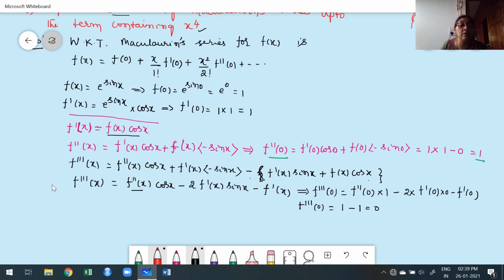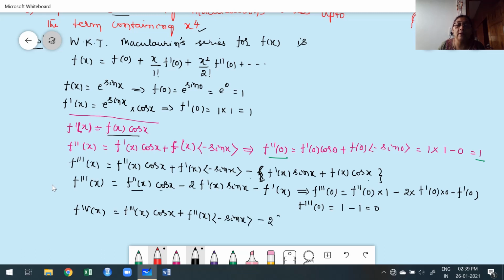What is my next derivative? The fourth derivative of x is nothing but the next derivative of f triple dash of x into the second function. And then the derivative of the second function is minus sin x. Better I write it here, or suppose you get confused, you write it as f double dash of x into the derivative of cos x, which is minus sin x. Okay, fine.